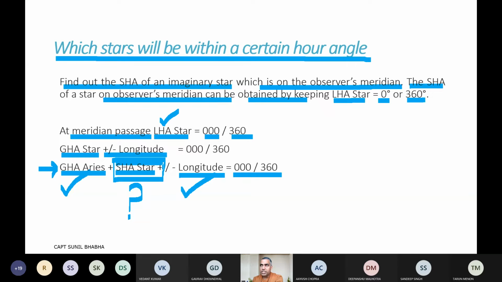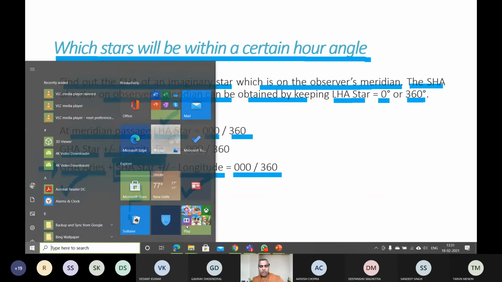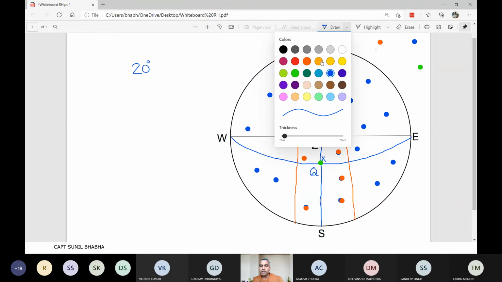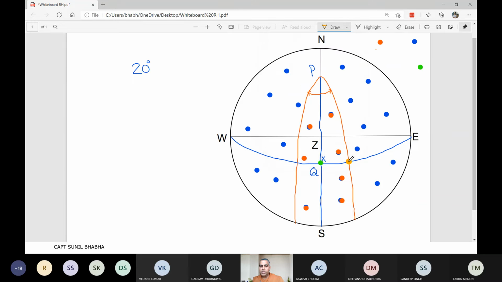So when you have the SHA of this green color star, now let me go back to the diagram. When you have the SHA of this green color star, you can easily find out the SHA of both these red boundaries. Let me draw another star here. Let me take a yellow color now. These yellow stars that I have made, I have made them on both the boundaries. So we can find out the SHA of both these yellow stars. How can we find out?